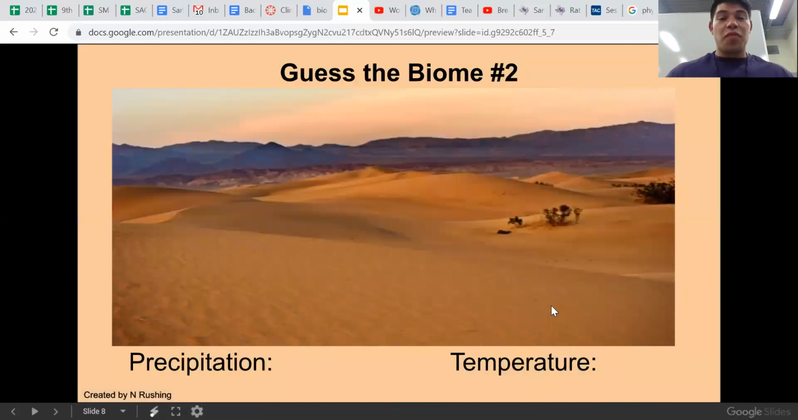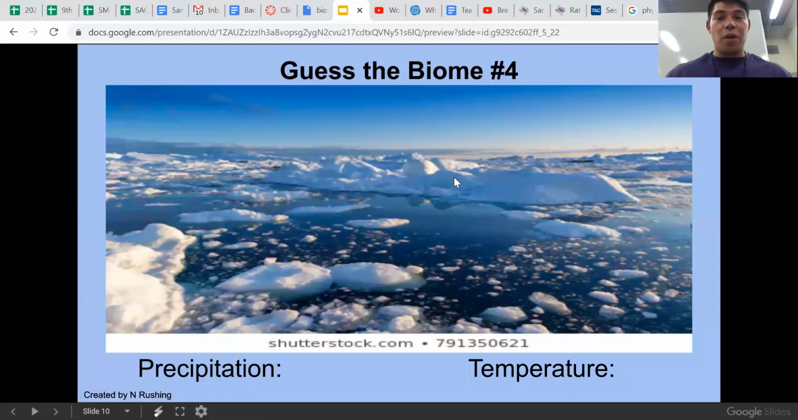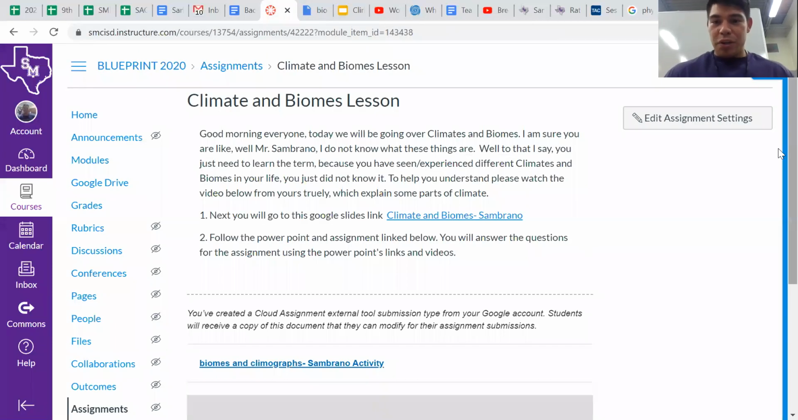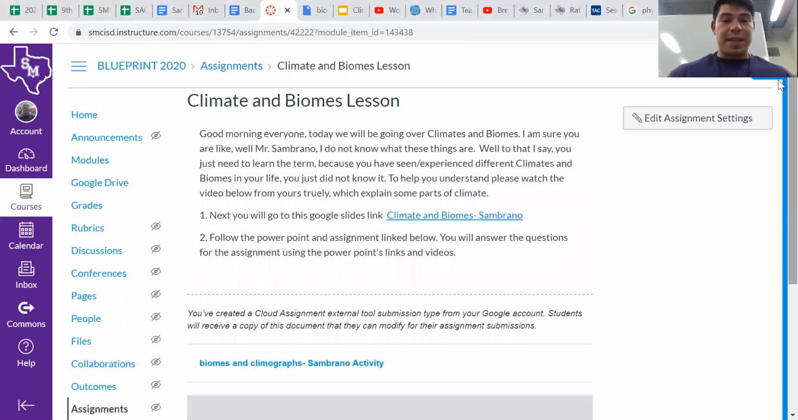Good. So you can do it for different ones. So you'll do it for this one right here, biome 2, biome number 3, 4, 5, and 6. And when you're done with that, you're going to go ahead and turn in your paper. Okay, so that means you'll go back to your Canvas page. When you're done with everything, there's going to be a place where you can submit this work. And guys, that'll really be it. Okay, so once you finish all that information, you are done with today's lesson.